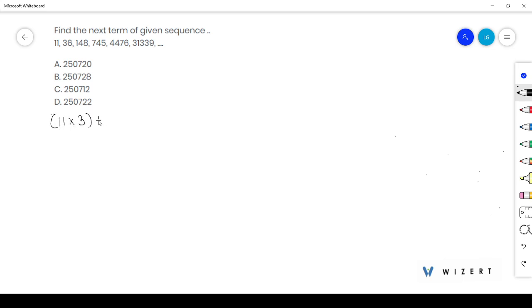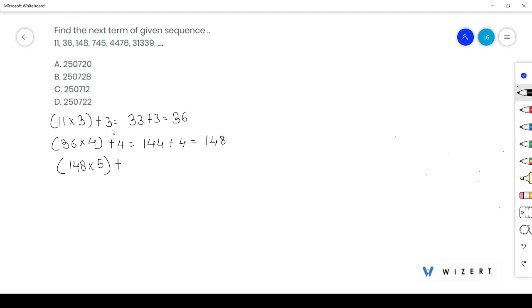11 into 3 plus 3, we will get 33 plus 3 means 36. Then 36 into 4 plus 4 is 144 plus 4, 148. Okay. 148 into, here we can observe 3, 4, after that 5 will come.